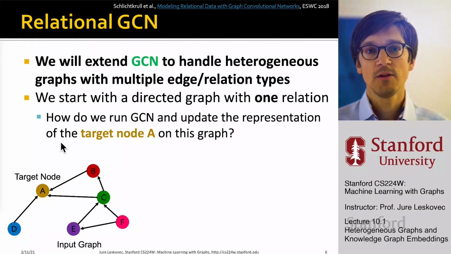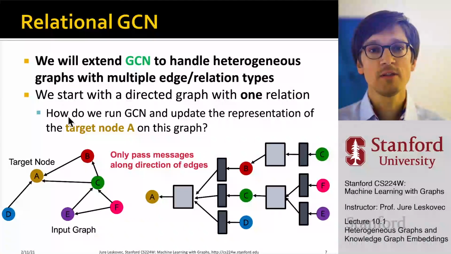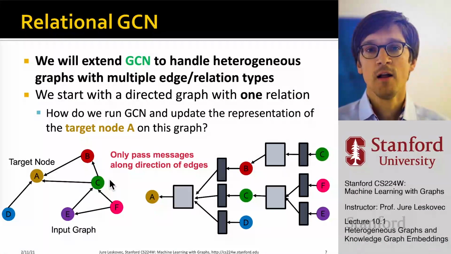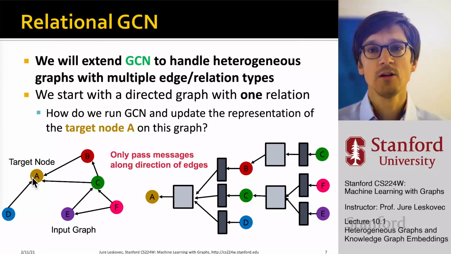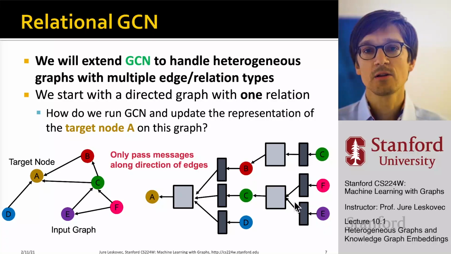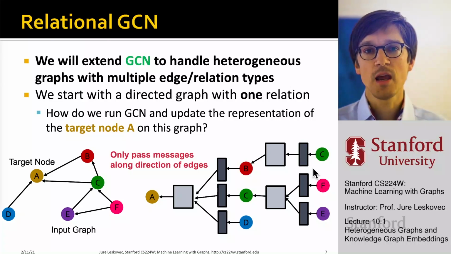So the first question when we think about a graph neural network is, how does a GCN operate, and how does it update the representation of a given target node in the graph? We have discussed this through the notion of message passing and computational graph, where for a given target node, let's say A, here is its corresponding computation graph, where every node gets information from its neighbors.